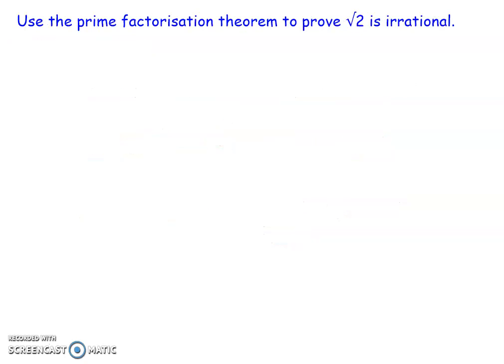The last one, bit more logic required in this one, was to use the prime factorization theorem to prove that the square root of 2 is irrational. Now what we're actually going to do is prove this one using prime factorization, but also using proof by contradiction. Because to start with, I'm going to assume that root 2 is rational. So because it's rational, I can write it as a fraction. So I know that root 2, let's say, is equal to m over n.